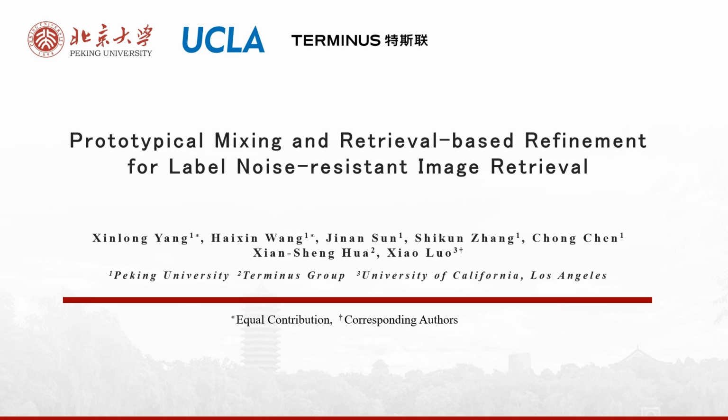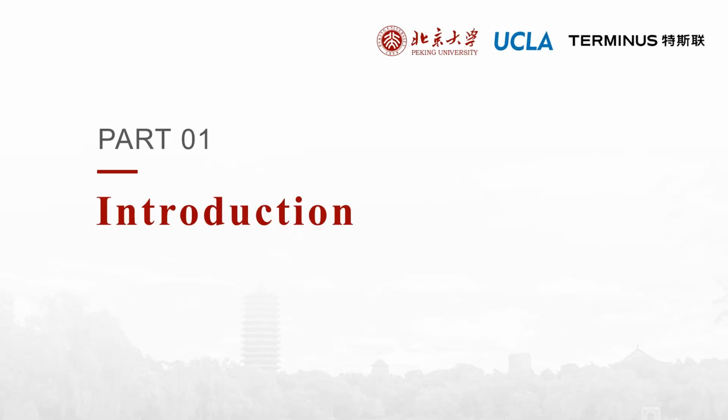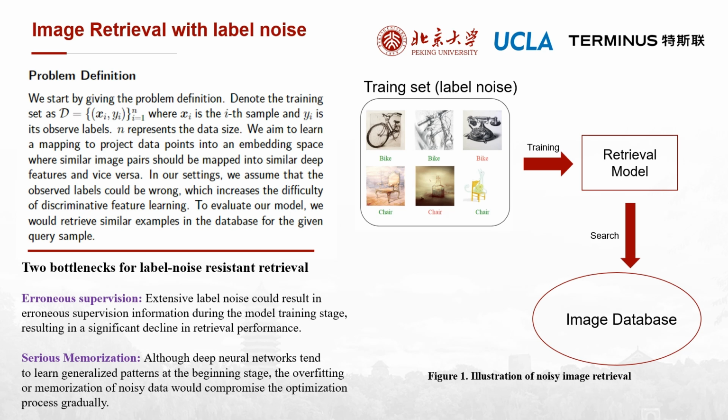Today I will give you our presentation, and the title of our paper is Prototypical Mixing and Retrieval-Based Refinement for Label-Resistant Image Retrieval. And this is the outline of this presentation. It is divided into 4 parts. Part 1, Introduction. We start by giving the problem definition of image retrieval with label-noise.